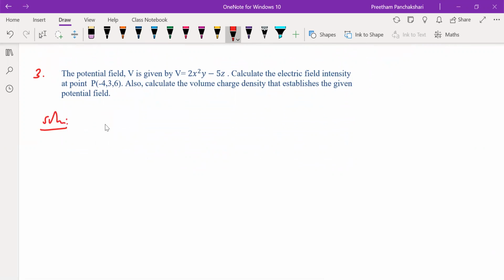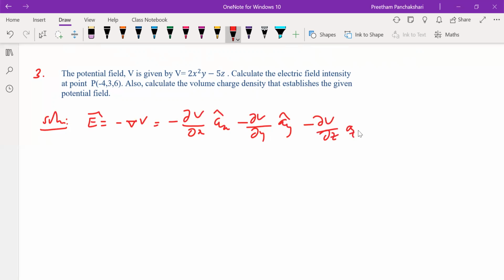This is also similar to the previous one, but we need to find more quantities in this case. So potential field V is given. We have to find electric field intensity E = minus del V, which is minus dou V by dou X AX, minus dou V by dou Y AY, minus dou V by dou Z AZ. It's a good practice to write the formula in problem solving.